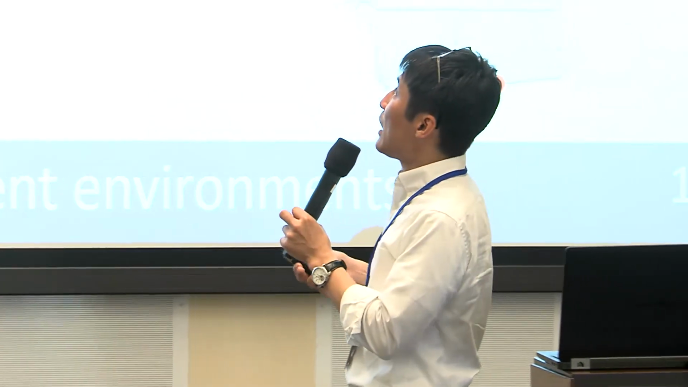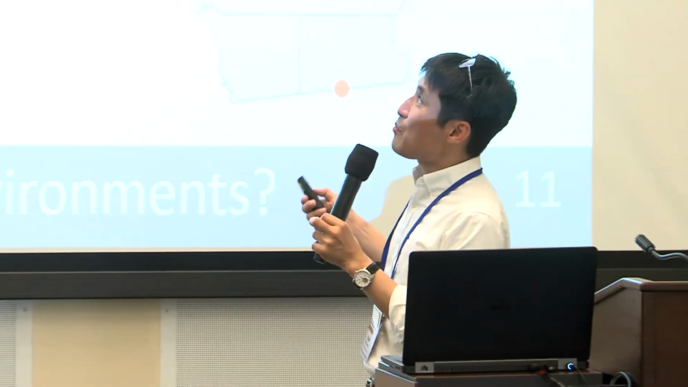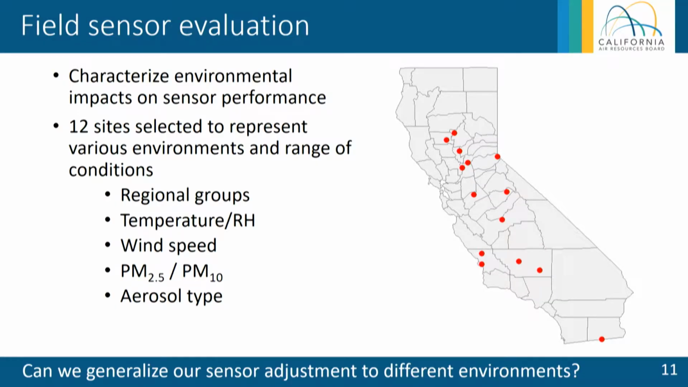So to characterize environmental impact on sensor performance, we picked 12 sites to represent various environments and a range of conditions, like regional groups, temperature, wind speed. For example, regional groups: the coast has always high humidity, the Sierra or mountain area has summertime fire, and the winter has low temperature.